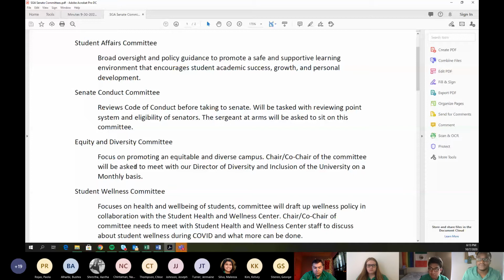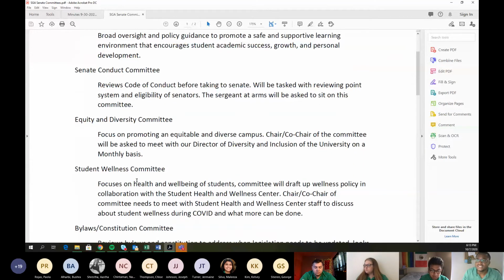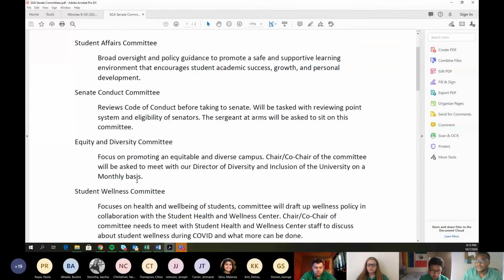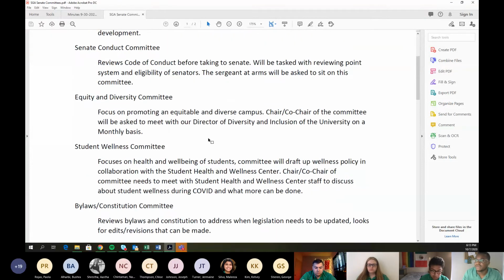But that was just an example of something that you guys could do within the Student Affairs Committee. For equity, diversity, and student wellness, equity and diversity, of course, means promoting diverse initiatives on our campus. So focusing on how we continue to become more diverse. I'm not talking about just racially, I'm talking about in general. How do we continue to become a more diverse campus in all kinds of ways?